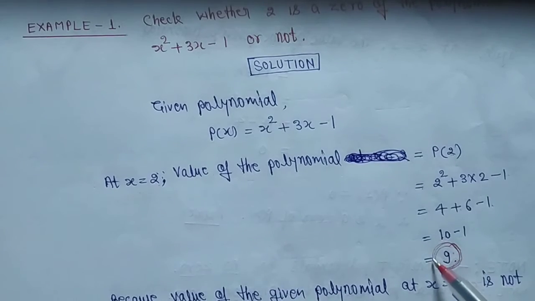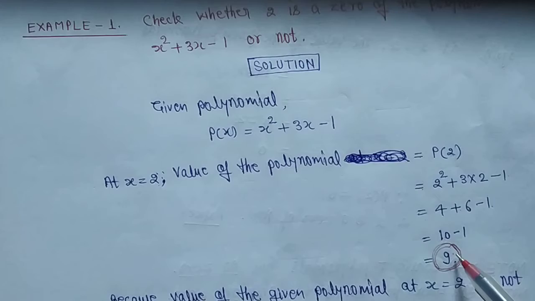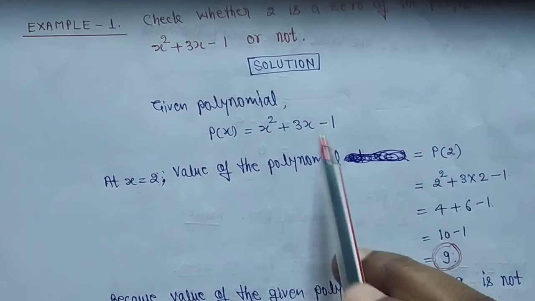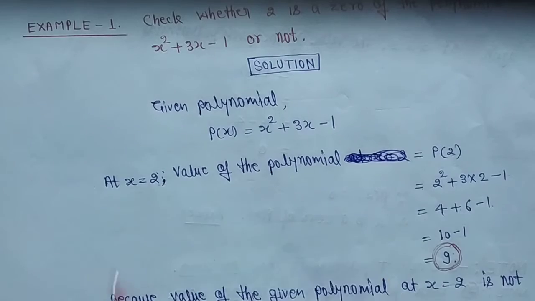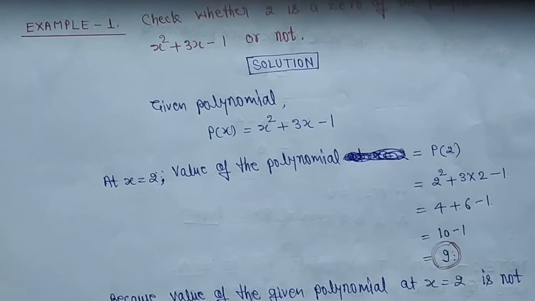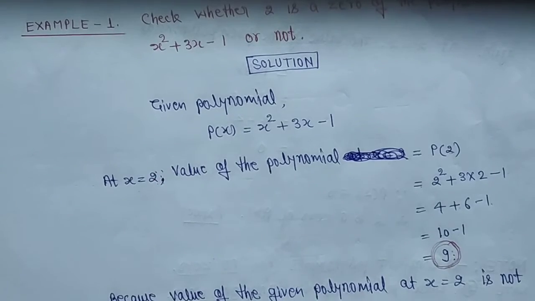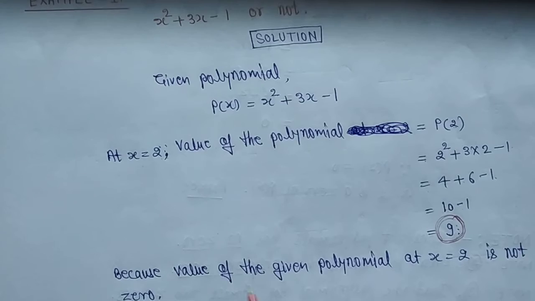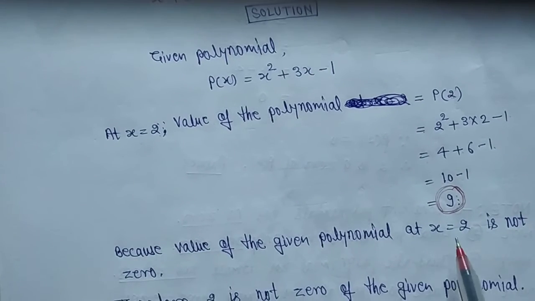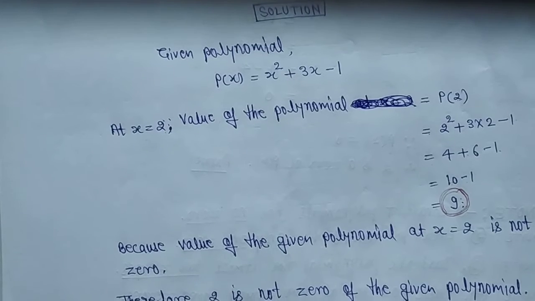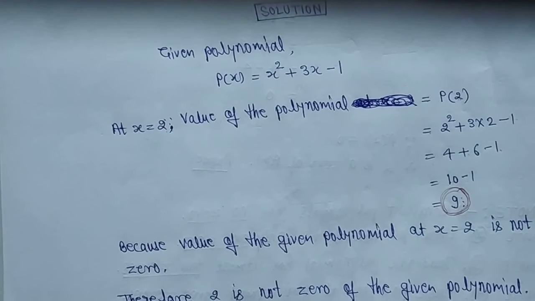Because this value is not equal to 0, or we can say that the value of polynomial at x is equal to 2 is not equal to 0. So 2 is not a 0 of the given polynomial. Because value of given polynomial at x is equal to 2 is not 0. Therefore 2 is not 0 of the given polynomial.